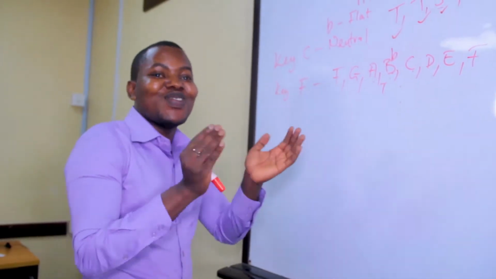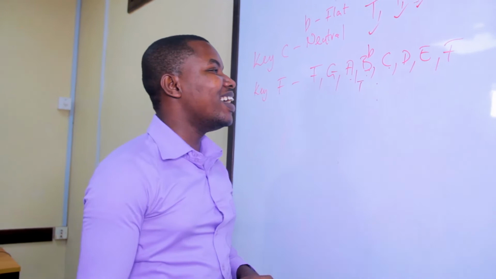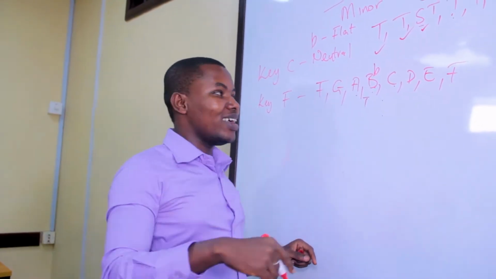You didn't clap for me. Clap for me. Clap for me. That's amazing. So B flat to C, you don't mind that. It's just by the way.